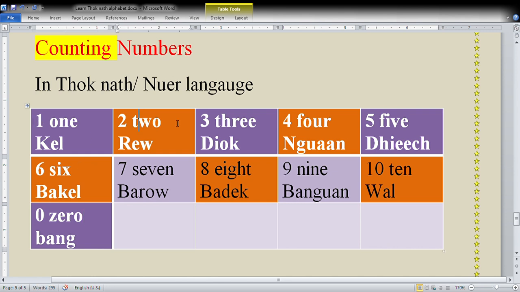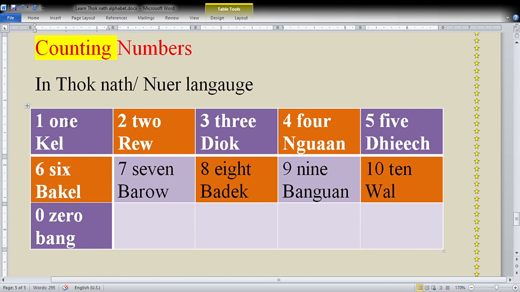Kel, reu, diok, nguan, diech, bakel, baro, badek, bangwan, well, bang. 1, 2, 3, 4, 5, 6, 7, 8, 9, 10, 0. I'll repeat it again one more time.